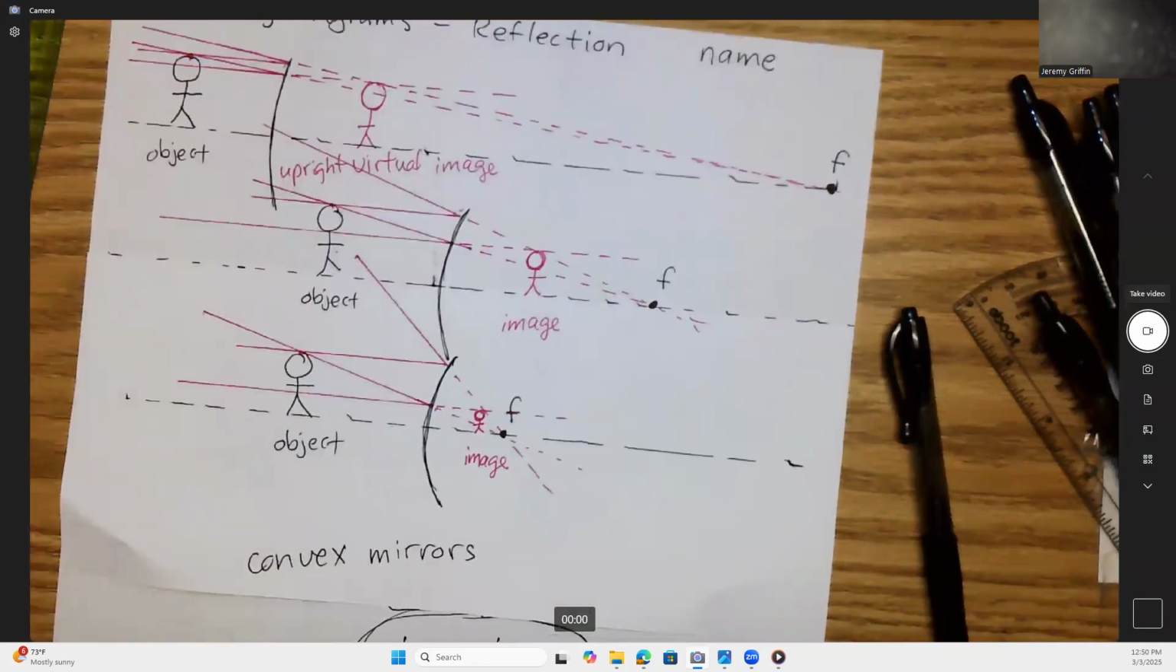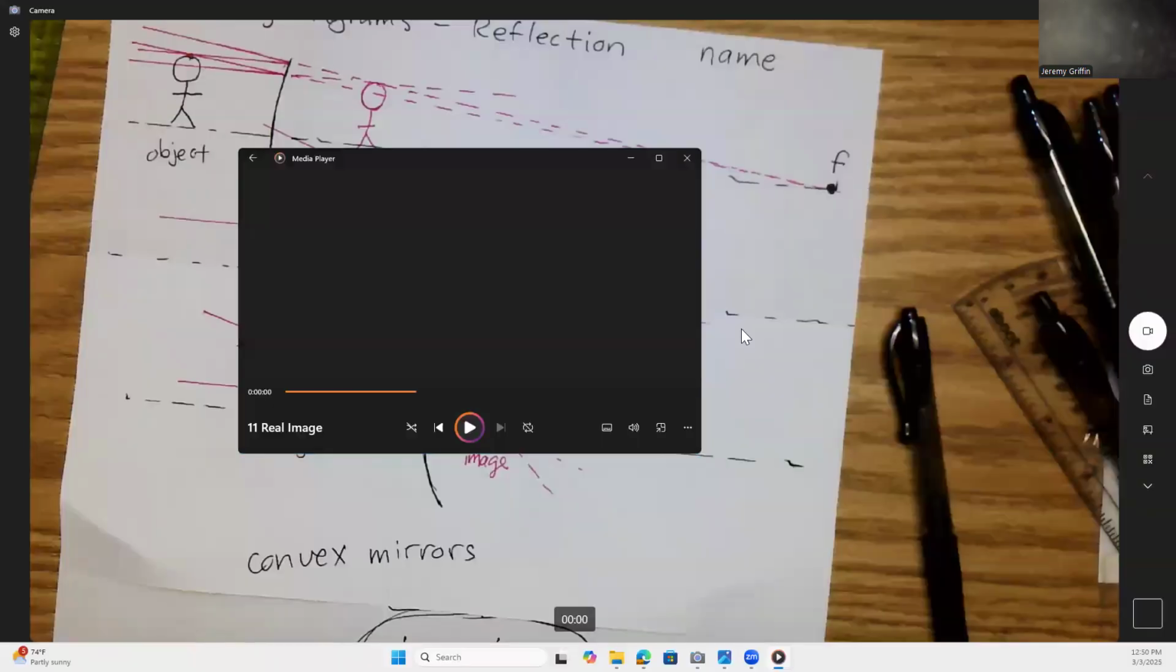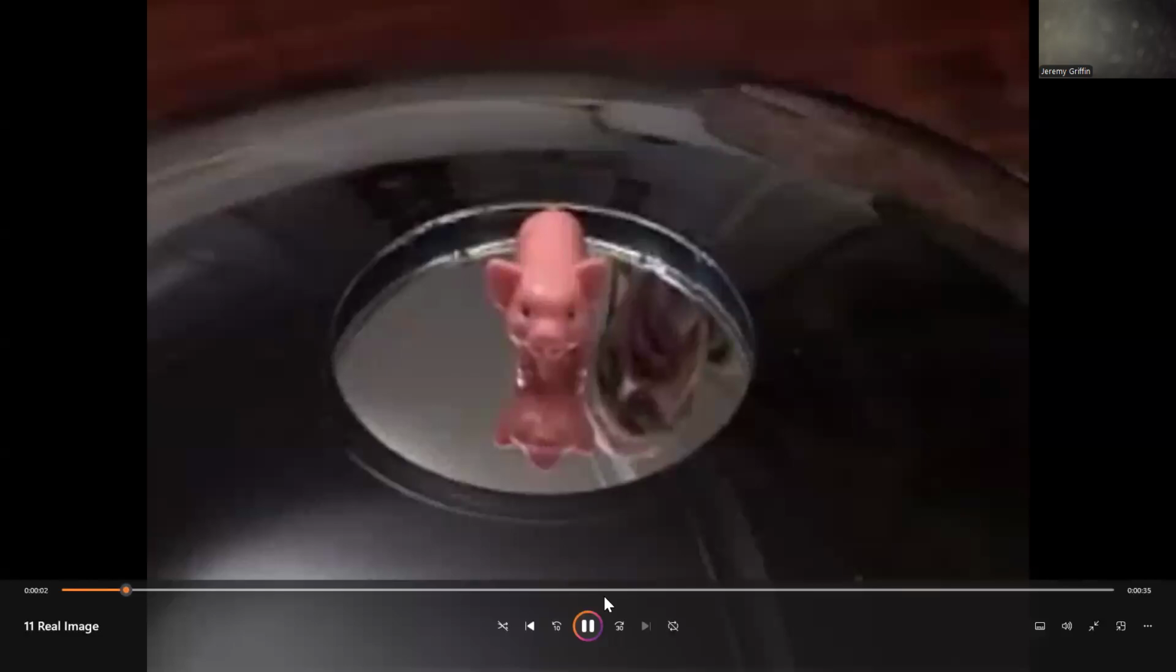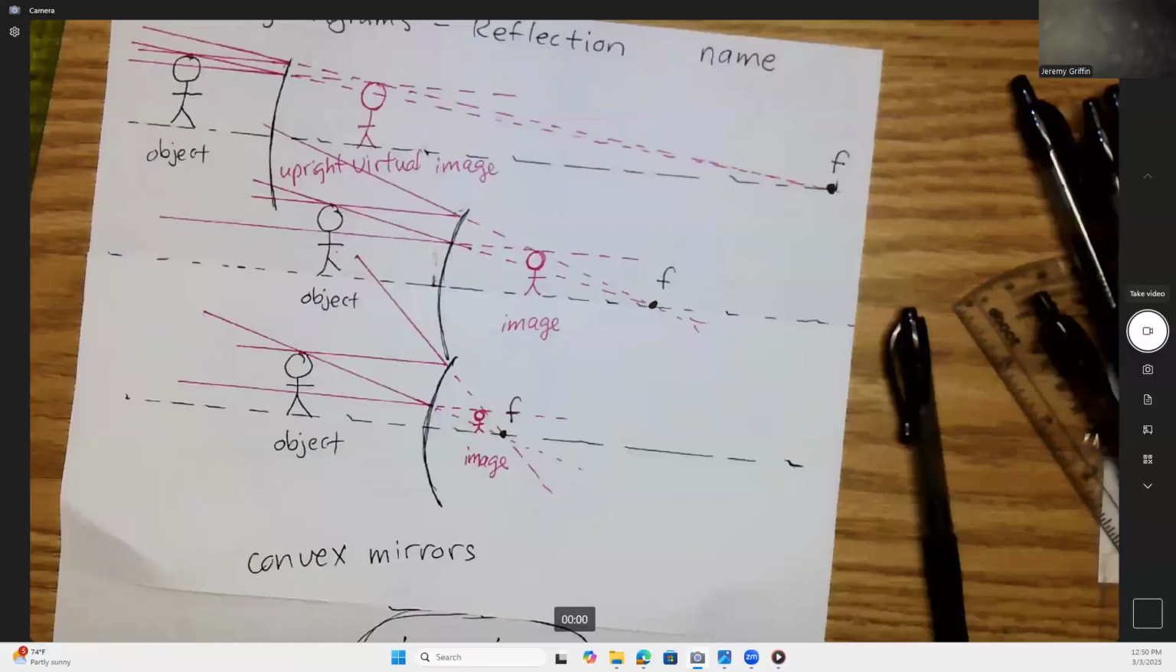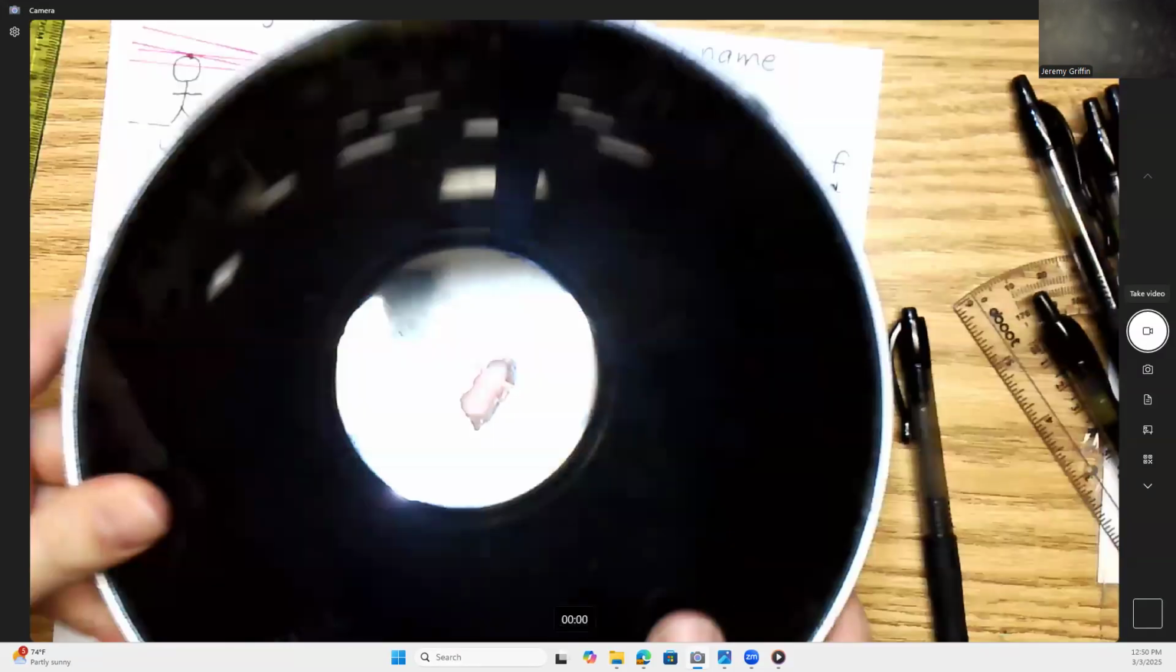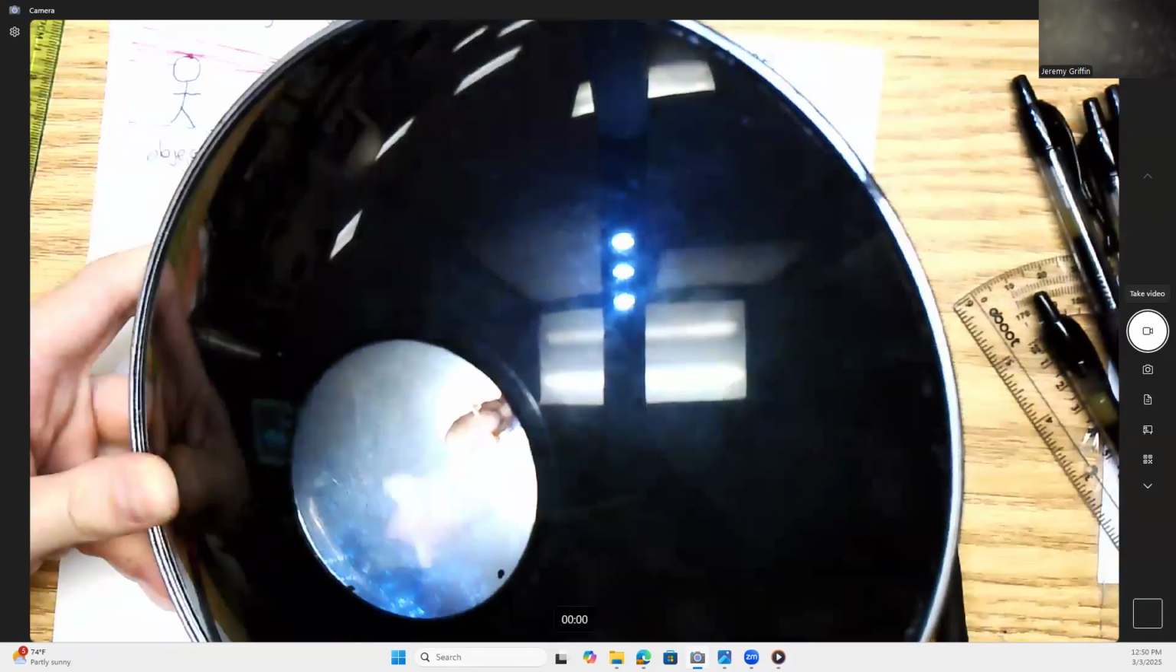Now we're gonna switch from convex mirrors to concave mirrors. I want to show you guys some examples of these. Let's start with here. I do have this in real life, so let me show you guys the real life version. It's kind of hard to get a very good angle for the camera for this. Well, you can kind of see it.